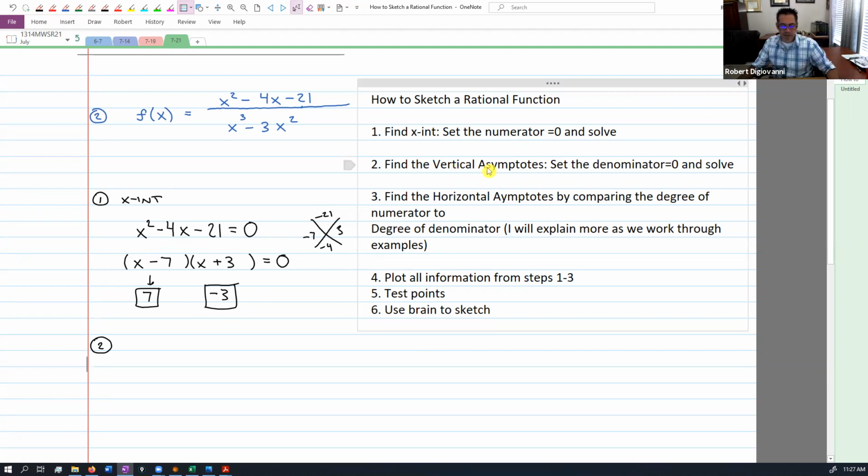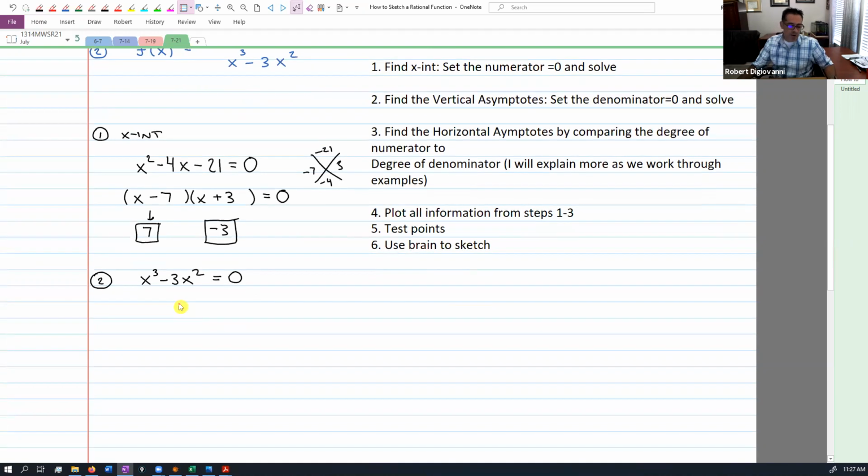Step 2, we set the denominator to 0. So I take x cubed minus 3x squared, and I set it to 0. Now in this one, I have to factor out a greatest common factor, right? Because it's not a quadratic like this. So I pull out an x squared, and I'm left with x minus 3. And now I set each of these equal to 0. So x squared equals 0, and x minus 3 equals 0.